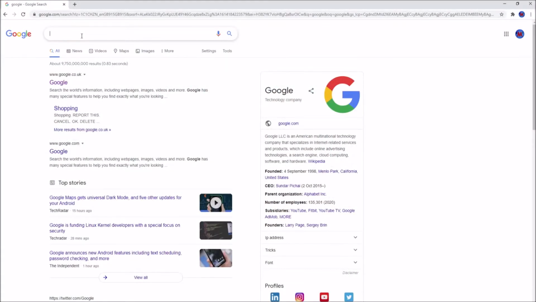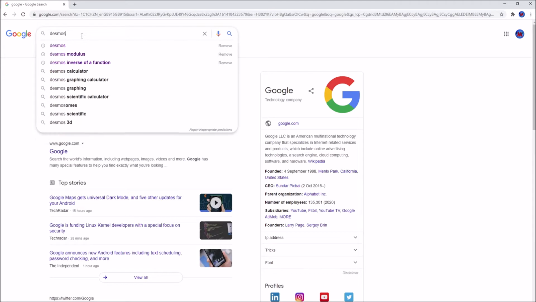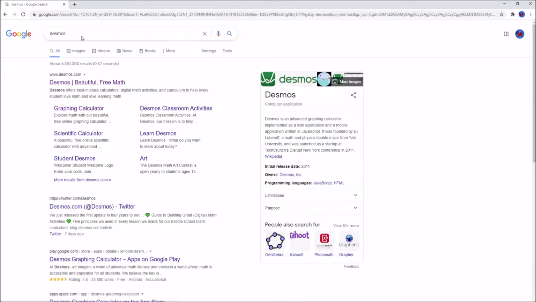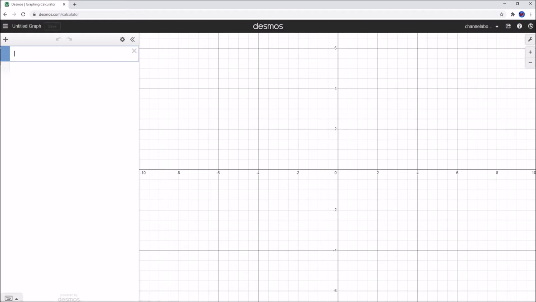Go to Google, type in Desmos, click on Graphing Calculator, and that's us ready to start. We're going to draw a circle, so we need x squared plus y squared is equal to a value of 1. So that's going to give us a circle.